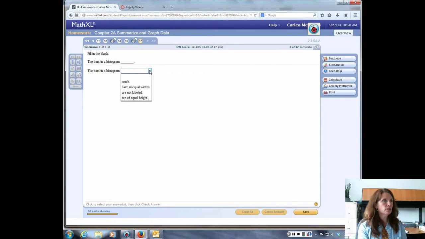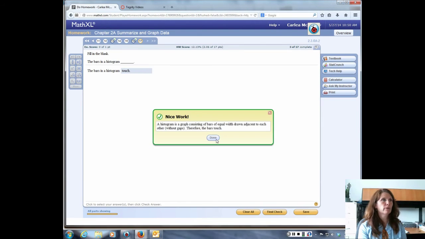And the bars in a histogram, they do touch. Is that what they want? They are labeled. That's not true. They don't have equal heights. That's not true. And they have unequal widths. No, it's just that they touch. They always touch in a histogram. Otherwise, it's just a bar graph, and that's not what we want.